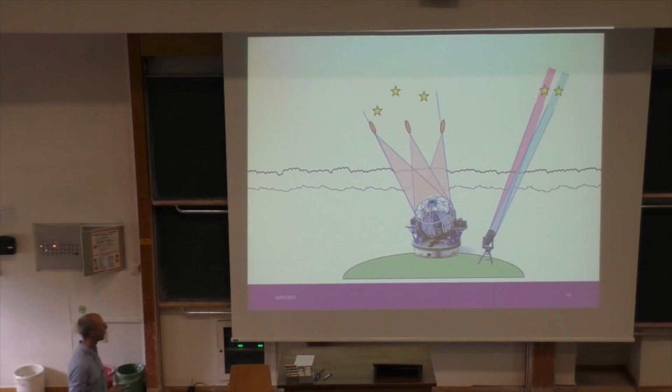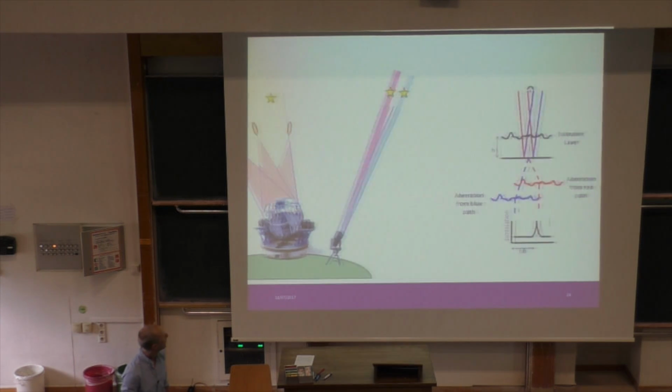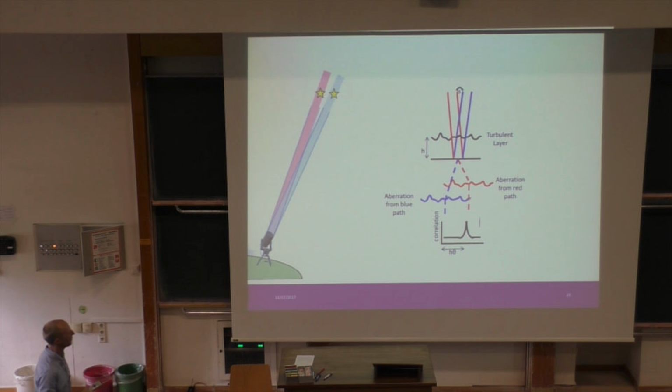Okay. So we go back to our cartoon where we have the ELT or any large telescope, and its laser guide stars doing their thing, and then we have a separate telescope looking at 2 bright stars in some other direction. Okay? What we do is we look at the aberration as it's projected onto the ground from 2 different stars. So if all the turbulence is at the ground, and if you look in 2 different directions, the aberration would be the same.